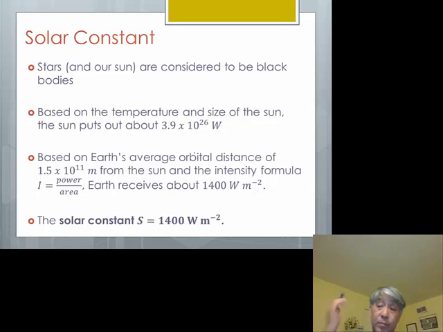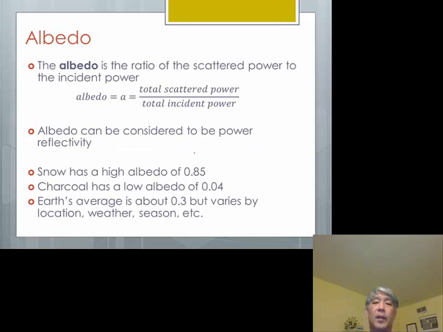On the dark side, we're getting nothing. So that introduces us to the word albedo. Albedo is the ratio of the scattered power to the incident power. How much energy do I radiate out, or do I not absorb, versus incident power? Albedo can basically be considered to be power reflectivity.